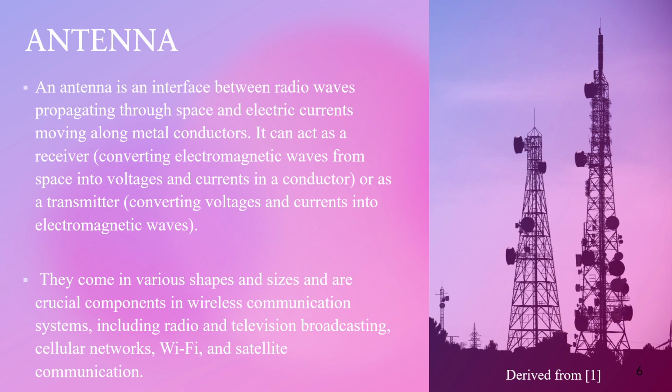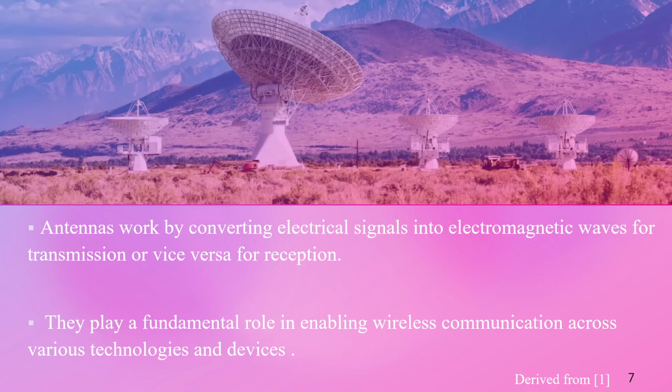Antennas come in various shapes and sizes and are crucial components in wireless communication systems, including radio and television broadcasting, cellular networks, Wi-Fi, and satellite communication. Antennas work on the same principles of converting electrical signals into electromagnetic waves for transmission and vice versa for reception, as you can see. And they play a fundamental role in enabling wireless communication across various technologies and devices.